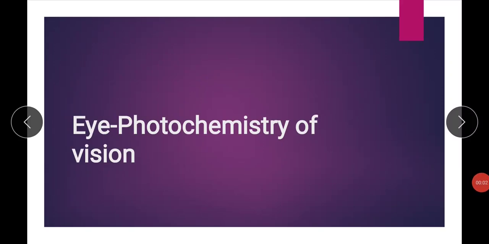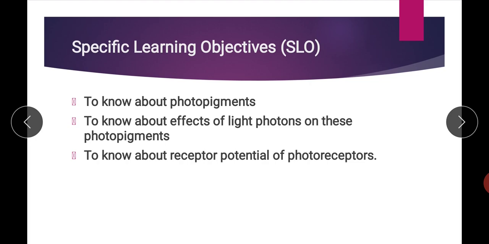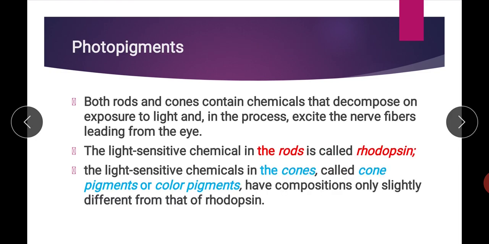Hello everyone. Today we are going to discuss the photochemistry of vision. The specific learning objectives of this lecture are to know about photopigments, to know about the effect of light photons on these photopigments, and to know about the receptor potential of photoreceptors. Now, first we will discuss the photopigments.